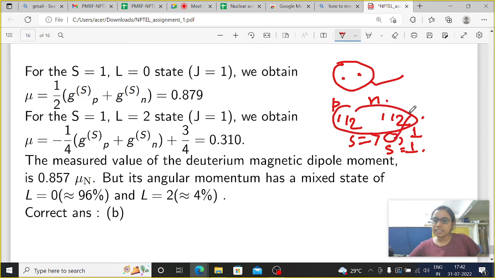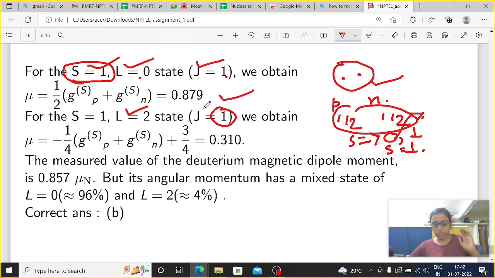So that means S is not equal to 0, and for S equals 1, two situations will be there: L equals 0 and L equals 2. L equals 0 gives us J equals 1, because it's 1 and 0, 1. And for the second configuration, 1 and 2 also gives a J equals 1 value, as it is a vector sum, I already told you. So the expression for the magnetic moment mu of deuterium is like that.